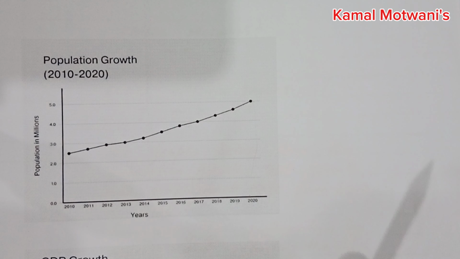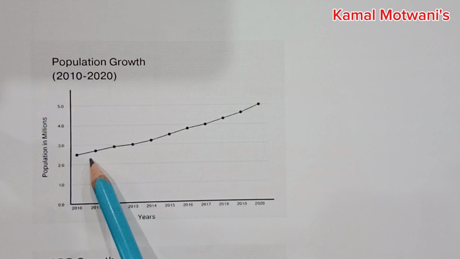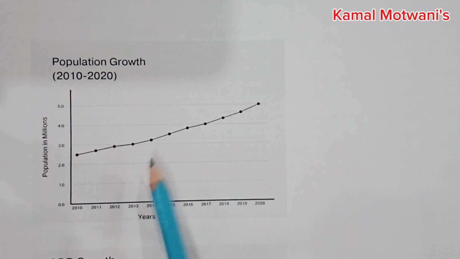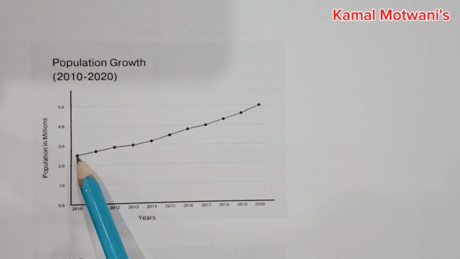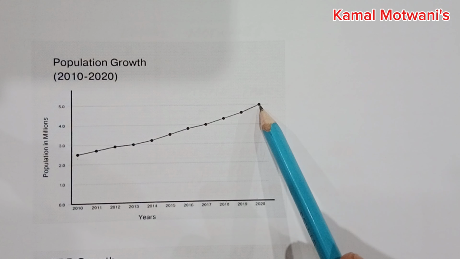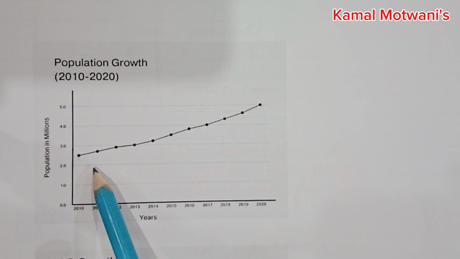Okay, so this is how we interpret the graph and we analyze it. Now we can see that this line follows an upward trend steadily. There is not even a single year where the population growth has gone downward. It has kept increasing. It started from 2.5 million, then it ended at 5 million. So it has kept on increasing. This line graph follows a completely upward trend.